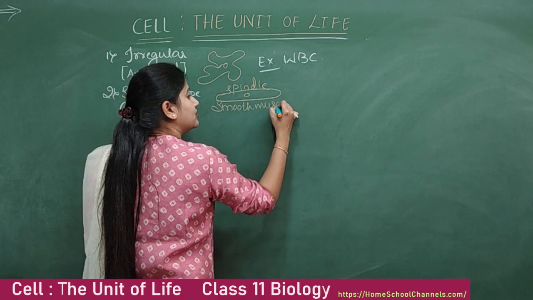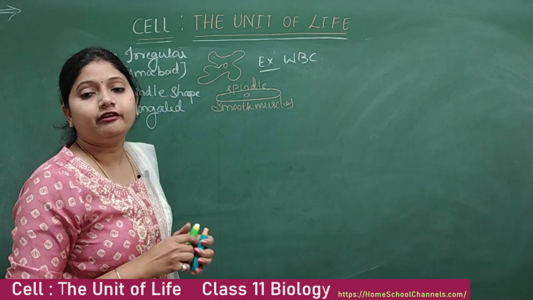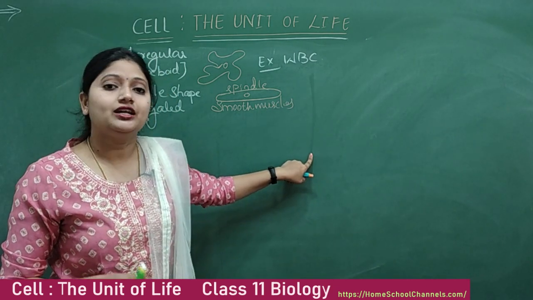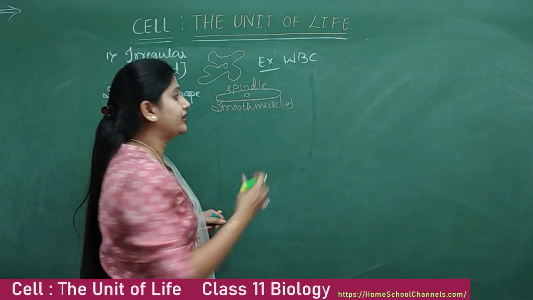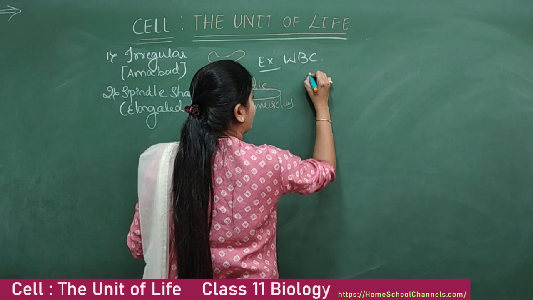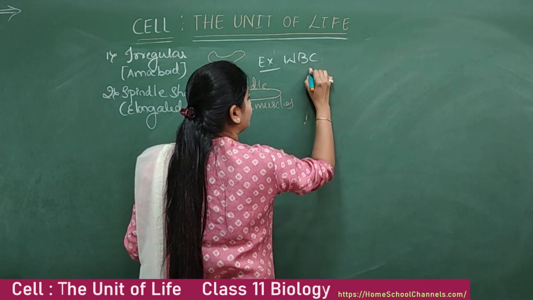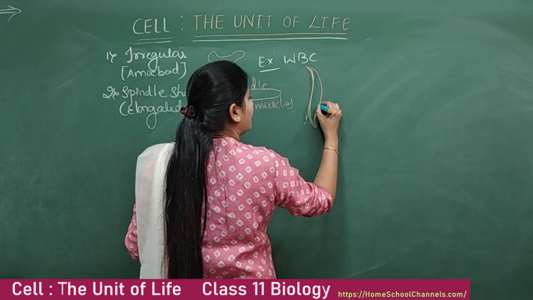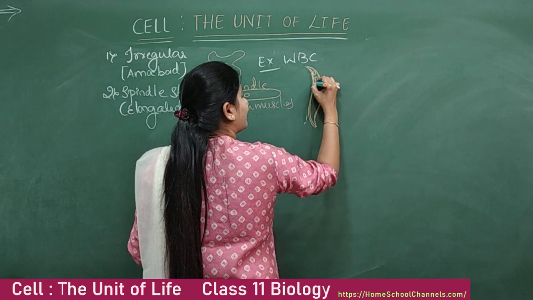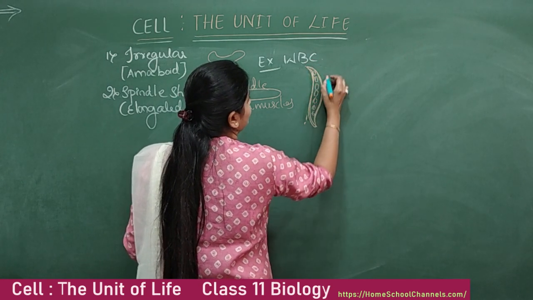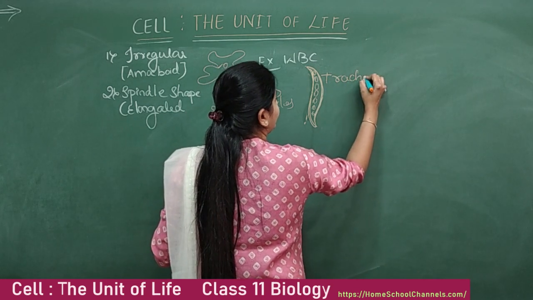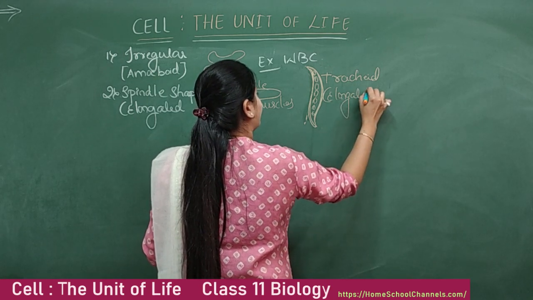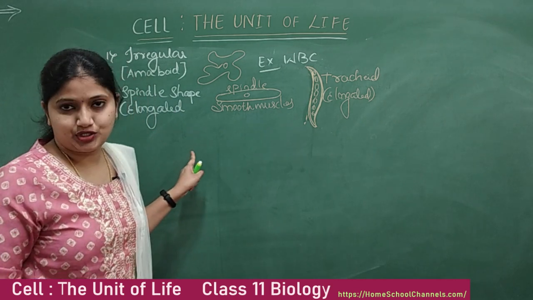Smooth muscles. And if it has been written in the vertical way, then we call it an elongated one. An example for that is the trachea. So we'll draw the trachea also. I'll draw a small one. So there is one more outer layer here. Okay. So this is a trachea. So it is an elongated shape. It is an elongated shape.